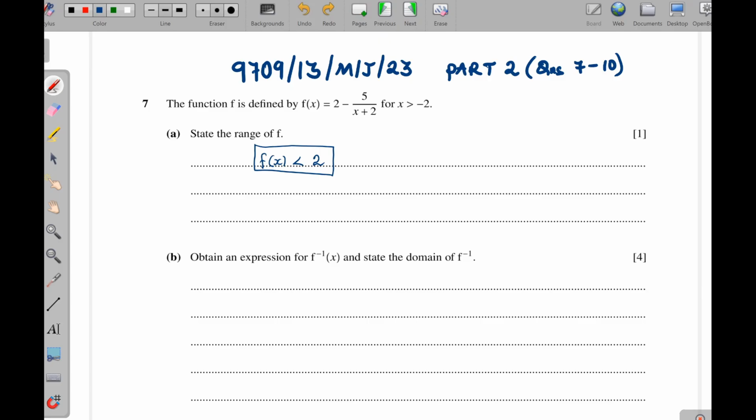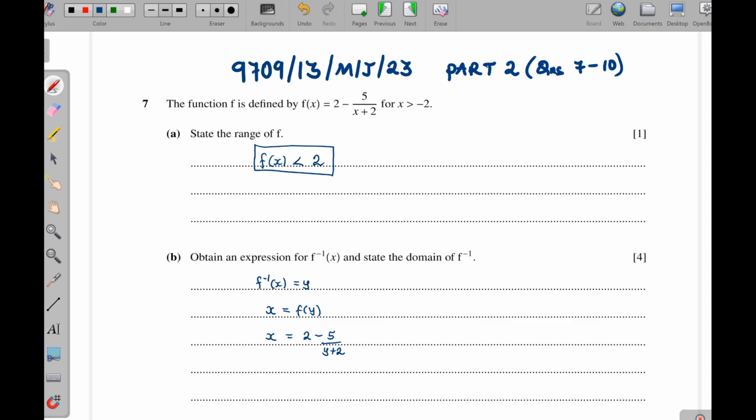Then part B, obtain an expression for the inverse and state the domain of the inverse. If I have the inverse here, which is equal to y, then I can take the f this side. I will have x is equal to f of y. Then from there, where there is x in f of x, I'll put what? The y. You see that? So that means 2 minus 5 over y plus 2 will be the substituted expression.